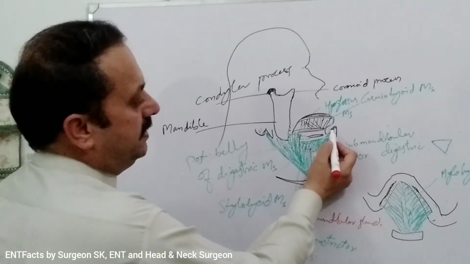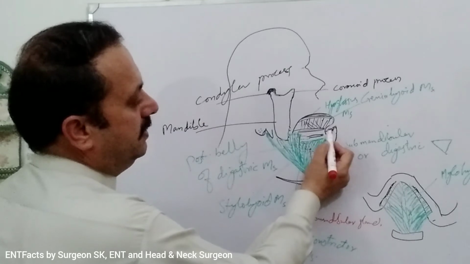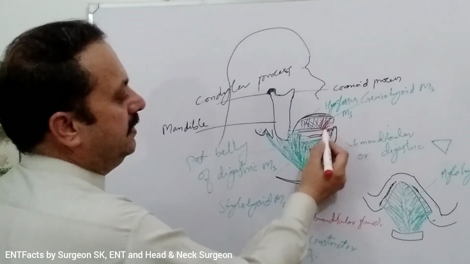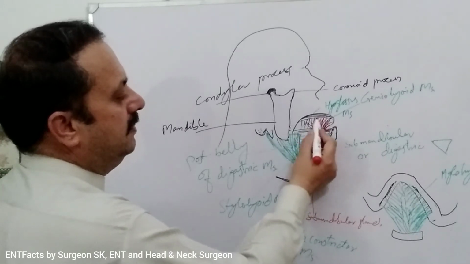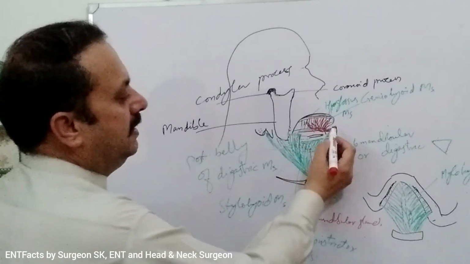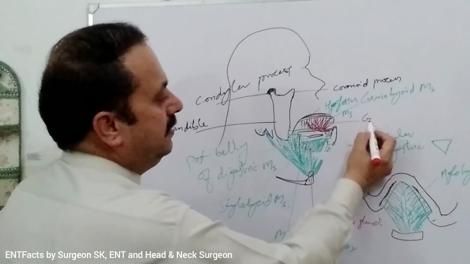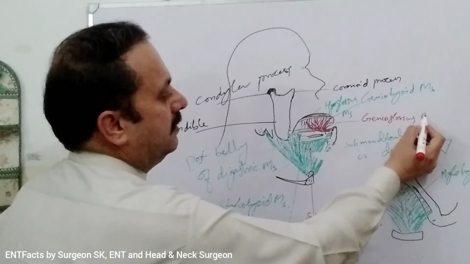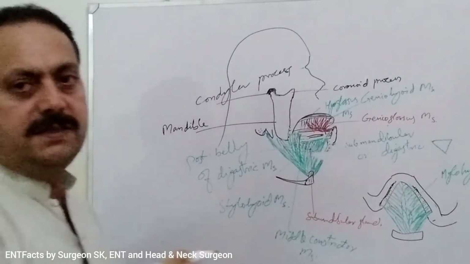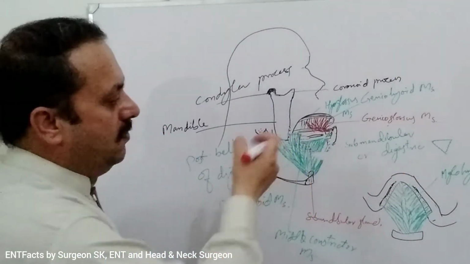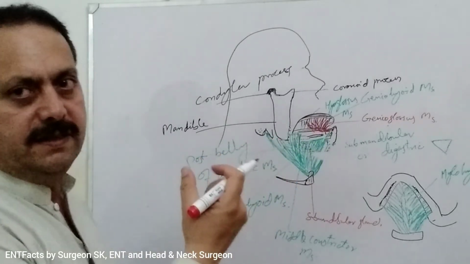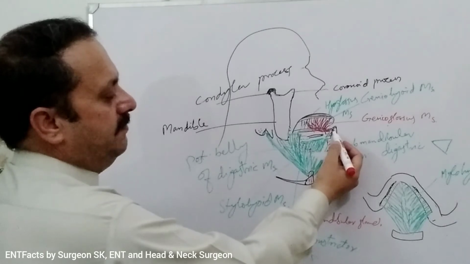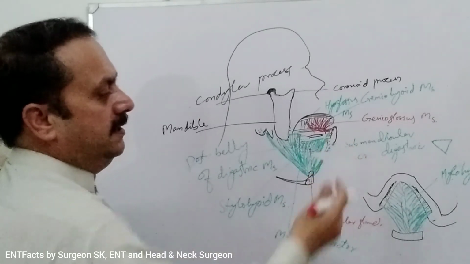Another muscle arises from this genial tubercle, the superior genial tubercle, and inserts in the anterior part as well as into the dorsal and the middle part. This muscle is called the genioglossus muscle. The significance of the genioglossus muscle is that it holds the tongue in the oral cavity. It pulls anteriorly. It's the only attachment of the tongue here with this mandibular part. If it's cut, the tongue will go back.